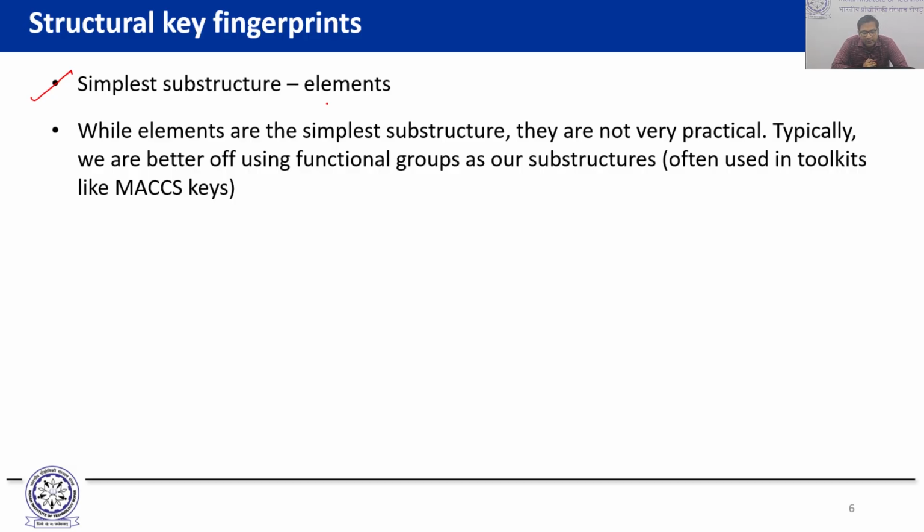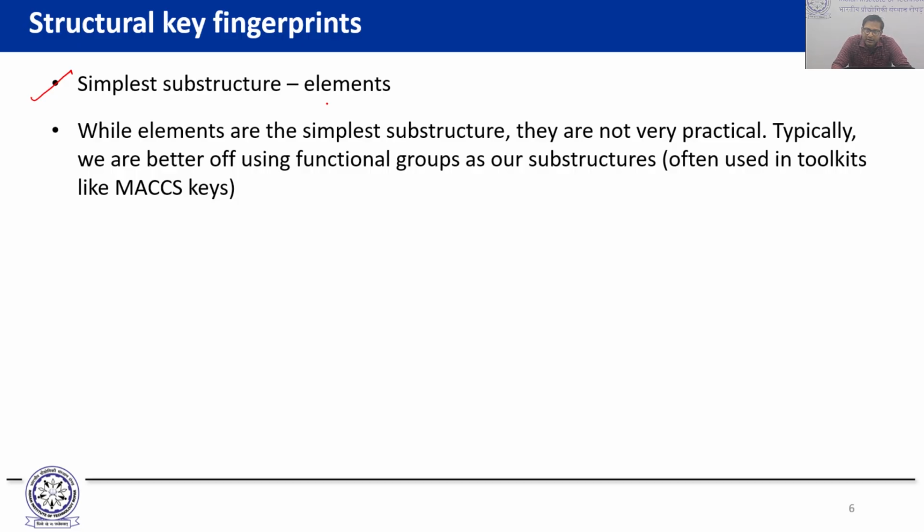Now, these elements may well be the simplest substructure, but when you have large molecules, using elements as the substructure is not very practical, because that will result in a very messy description of the molecule. Therefore, instead of using the elements as substructures, we start using things like the functional groups. It's really the presence or absence of functional groups which is getting encoded in this type of fingerprinting process.